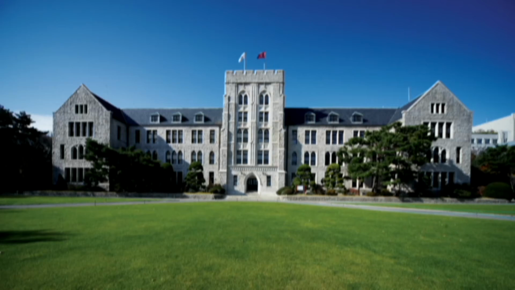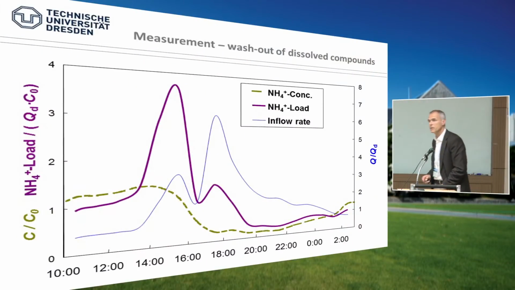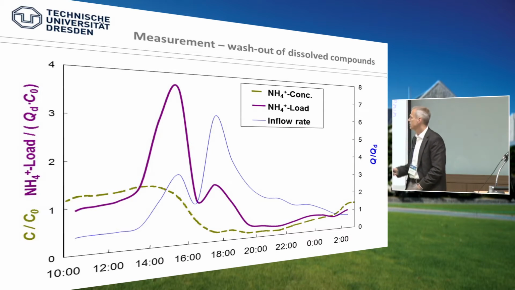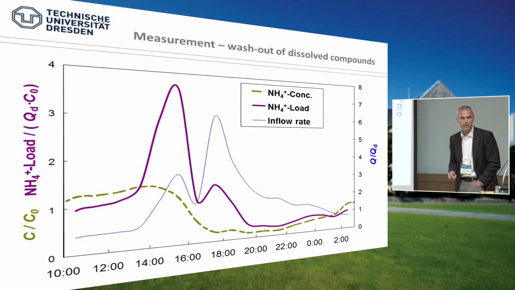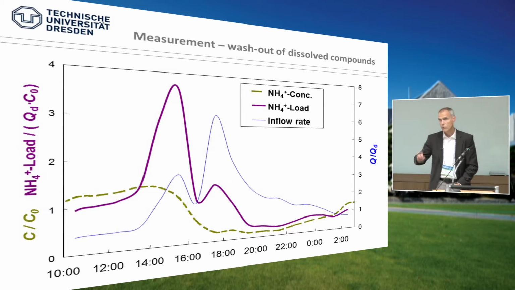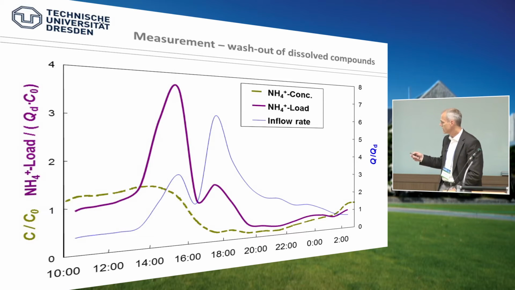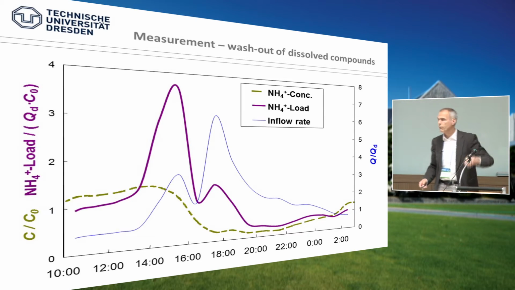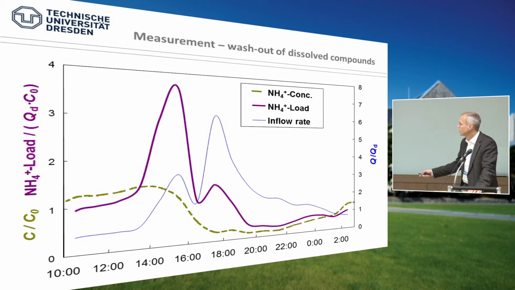So, this is the theory. Does it happen in practice? Yes, it does. These are measurements in the influent cross-section to the wastewater treatment plant of the city of Dresden, where we have quite well-defined conditions. This is the hydrograph, so that's the dry weather flow rate, and then we have a storm event inducing a two-peak inflow pattern. This is the ammonium concentration.